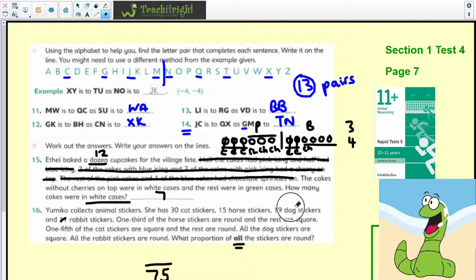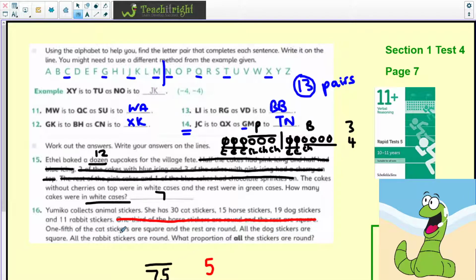So the next thing I'm going to do is work through. Remember, we're looking for the proportion that are round. So that's going to be important. 1/3 of the horse stickers are round. So if we have a look at that first, we've got 15 horse stickers. So if there's 1/3, that gives me 5 that are round. So again, useful just to rule out that information. I've done it, so I don't do it again. The fact that the rest are square doesn't matter.